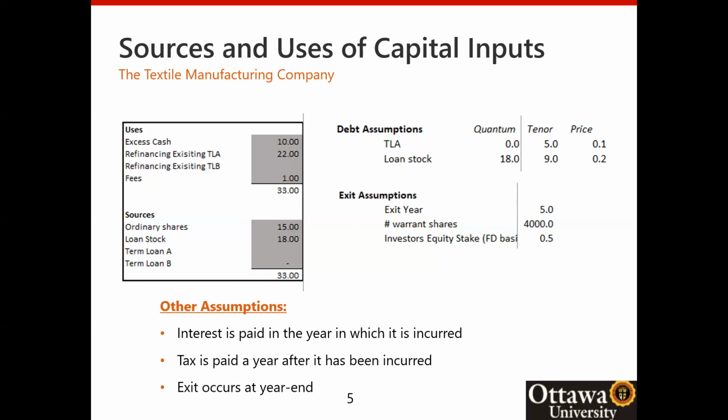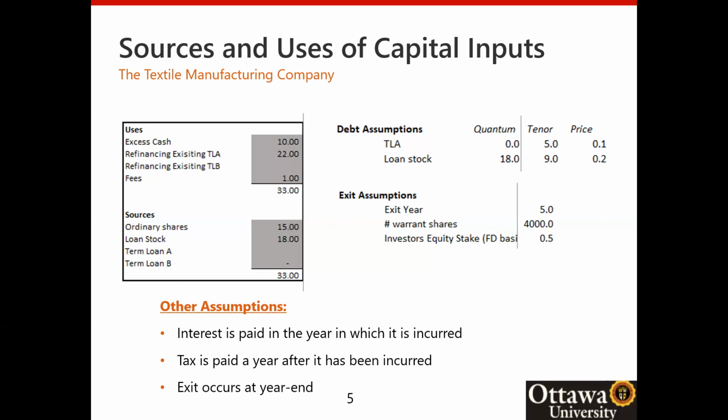For the exit assumption, what is provided below the debt assumption, the proposed investor's exit time frame is 5 years from the date of the transaction. The exit enterprise value to EBITDA multiple is assumed to be 8 times, and the transaction includes warrants giving the investor the option to increase its exit stake at the time of exit by purchasing an additional 4,000 shares.